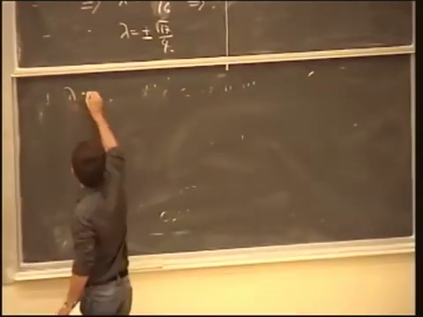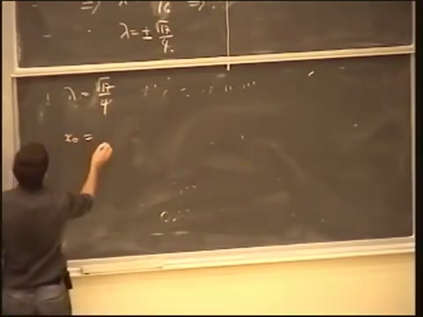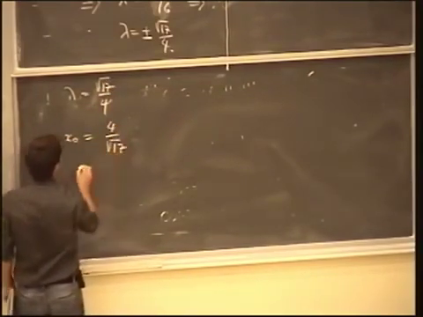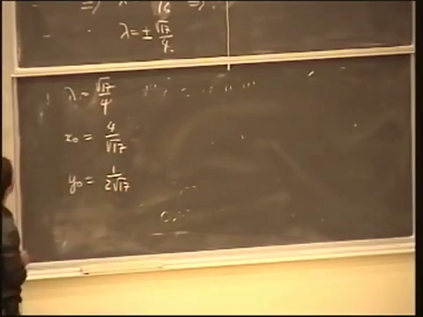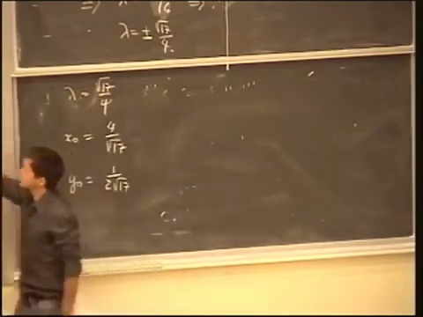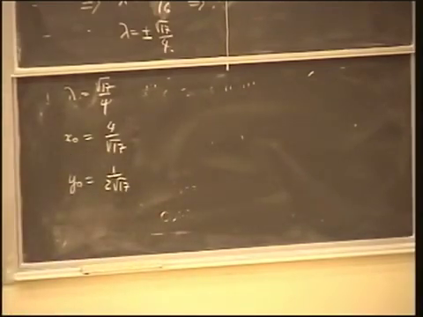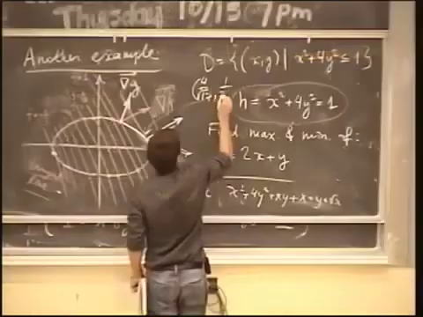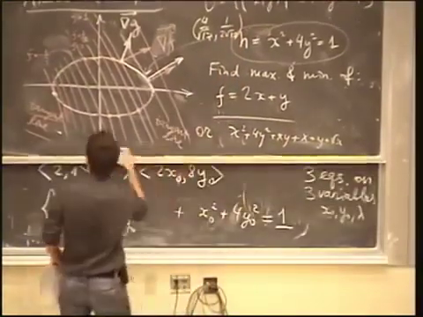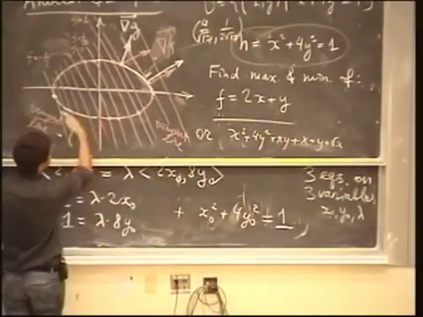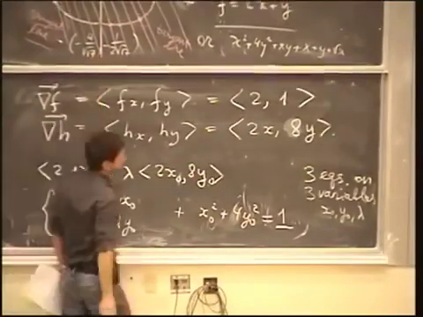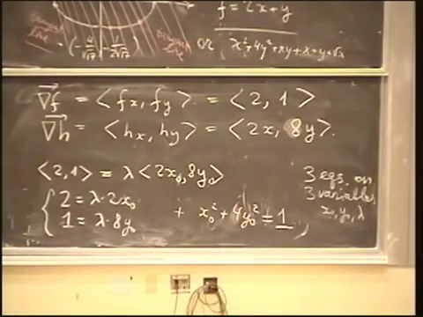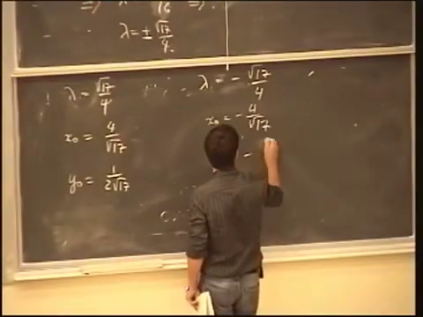So the first point is lambda equals square root of 17 over 4. Then x0 is 4 over square root of 17, and y0 is 1 over 8 of that, so it's 1 over 2 square root of 17. That's this point. And the other point is going to be this with the minus sign: minus 4 over square root of 17, minus 1 over 2 square root of 17. So lambda equals minus square root of 17 over 4, x0 is minus 4 over square root of 17, y0 is minus 1 over 2 square root of 17.